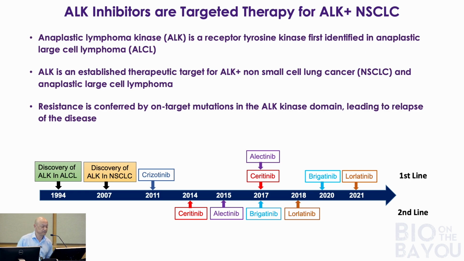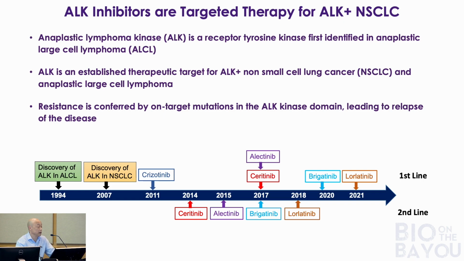So anaplastic lymphoma kinase is a receptor tyrosine kinase, first identified in 1994 in the namesake anaplastic large cell lymphoma, and that's how it's named. But it took another 13 years to discover that it's also an oncogenic driver in non-small cell lung cancer, about 5% of all non-small cell lung cancer. And then it became a target, and inhibitors started to be developed until 2011.